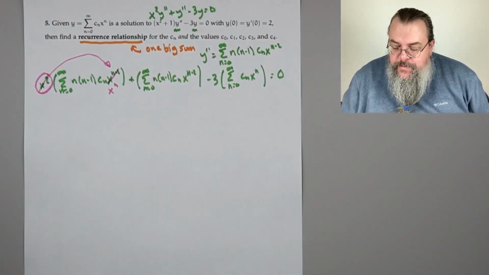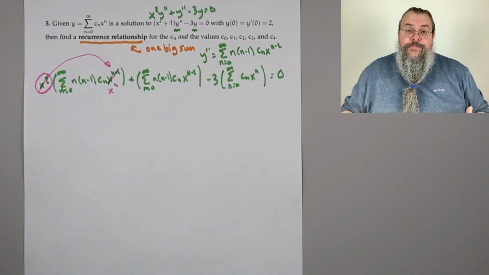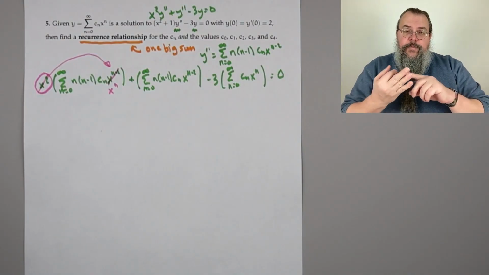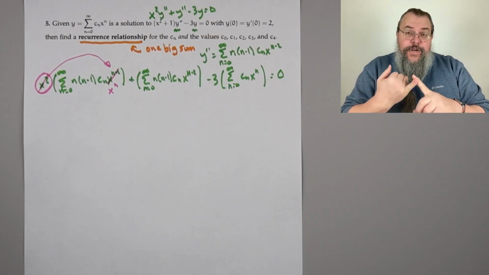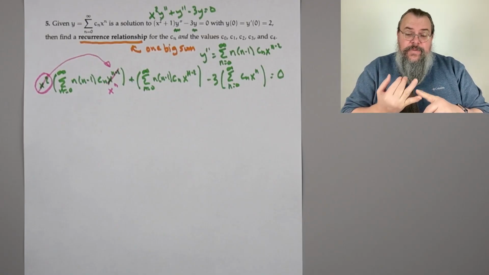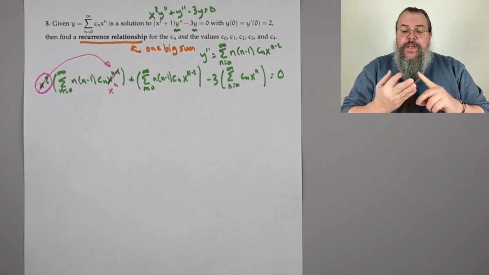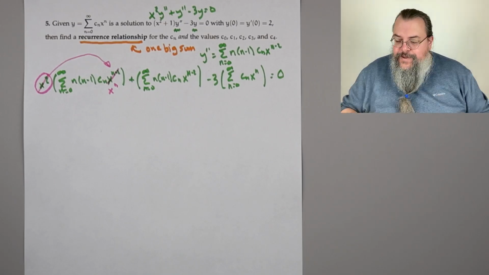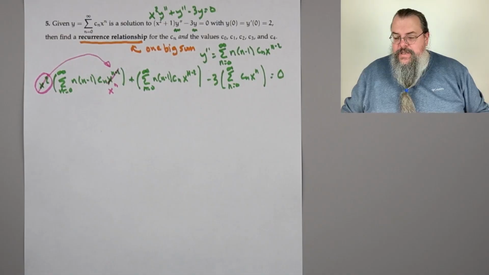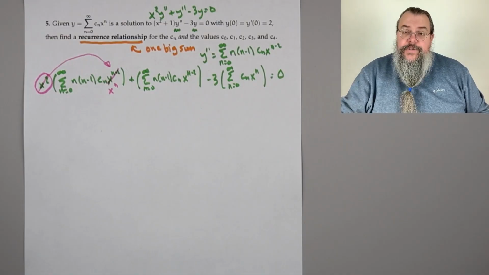Now, when I'm thinking about putting things into one big sum, I do 3 small steps. I make sure I do a shift, so all powers look the same. I do what I call peeling, which makes sure all starts are the same. And then once that's all true, combining.